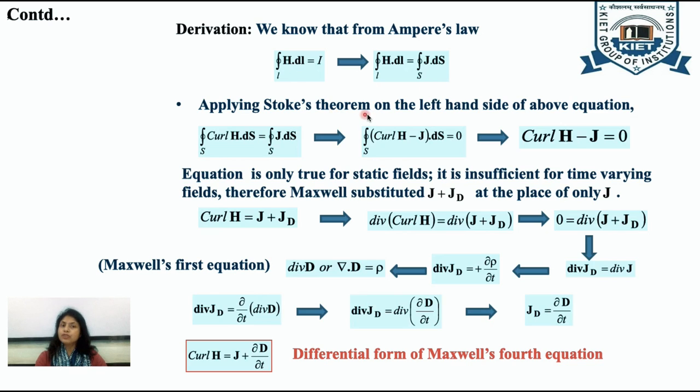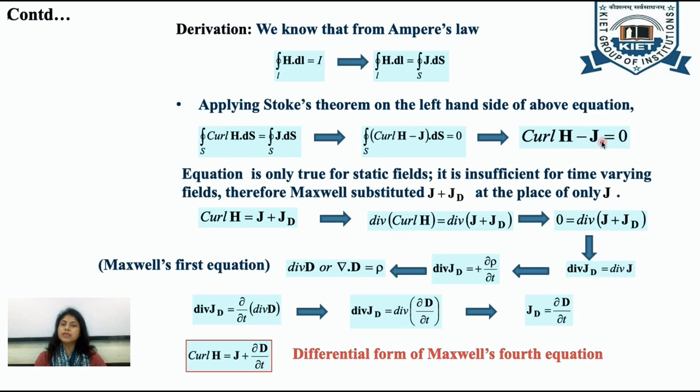Again applying Stokes' theorem on the left hand side of the above equation, this line integral becomes a surface integral. Then the surface integration of curl of H dot dS is equal to surface integration of J dot dS, which implies surface integration of (curl of H minus J) dot dS is equal to 0. That is, dS can't be 0, which implies curl of H minus J is equal to 0.